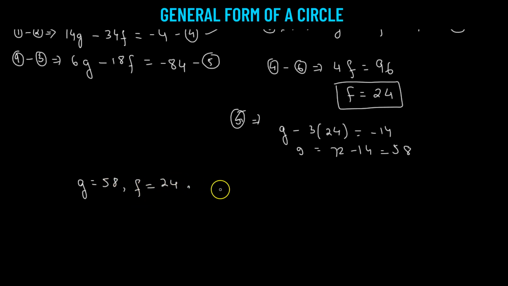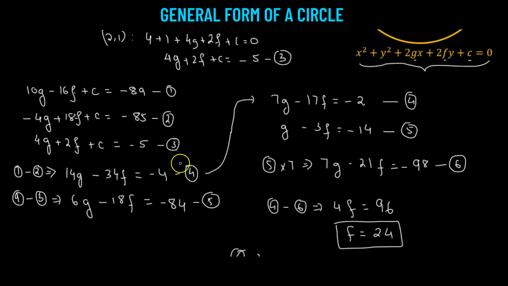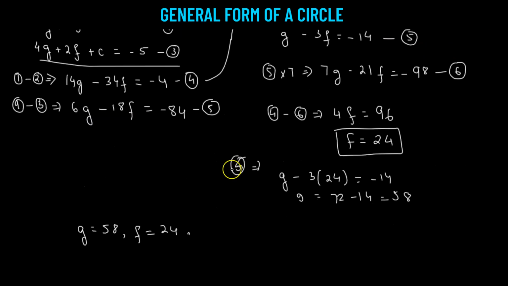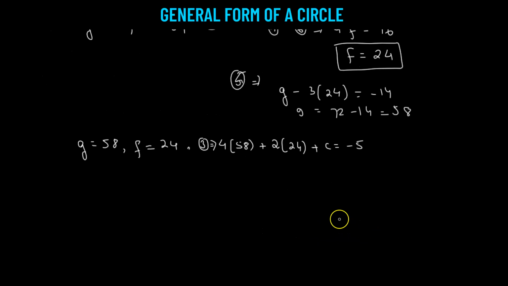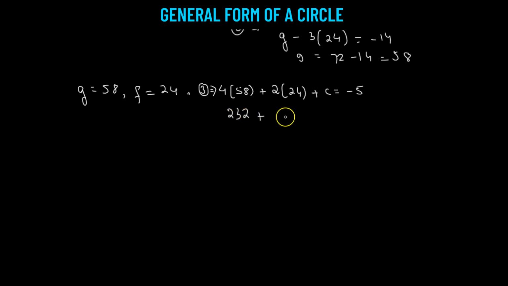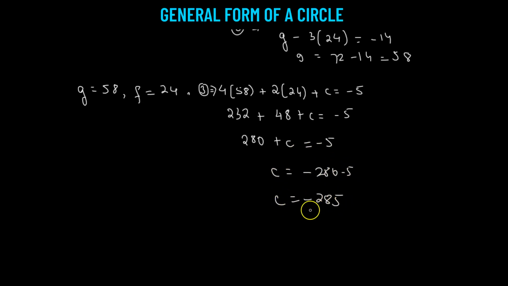Now the next task will be to find out the value of c. We can use either equation 1, 2 or 3 to find out the value of c. So let's use equation number 3. That is a little bit simple. We have 4 times g, so that's 58, plus 2 times f, so f is 24, plus c equals to negative 5. So 4 times 58 will be 232 plus we have 48 plus c equals to negative 5. This gives us 280 plus c equals to negative 5. So the c value is going to be negative 280 minus 5. So that's negative 285. So we've obtained the value of c as well.